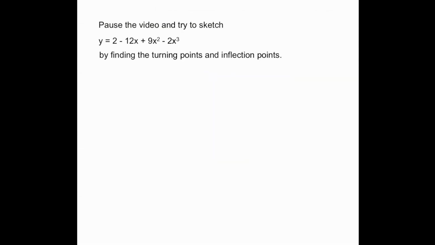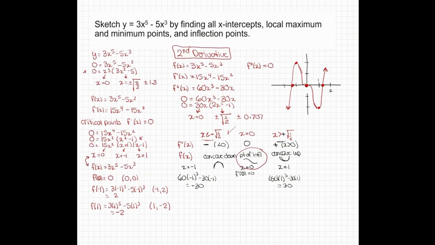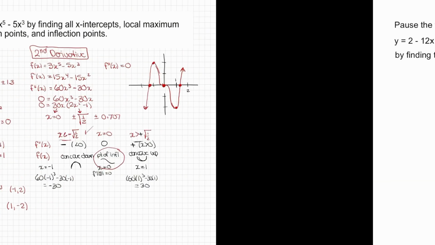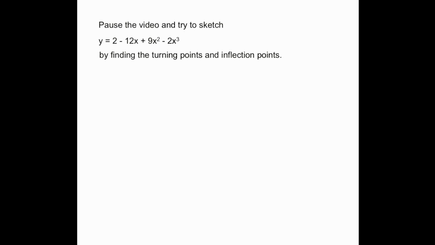Here's one last example, and I'd like you to try this one on your own by pausing the video and giving it a try. You're going to use the exact same process that we used in the last question. Find the x-intercepts, use the first derivative to find the critical values, then the critical points, and then find the second derivative, use the second derivative test for concavity, and then graph it out. Pause the video for a second, and then when you come back, I'm going to show you the answer.